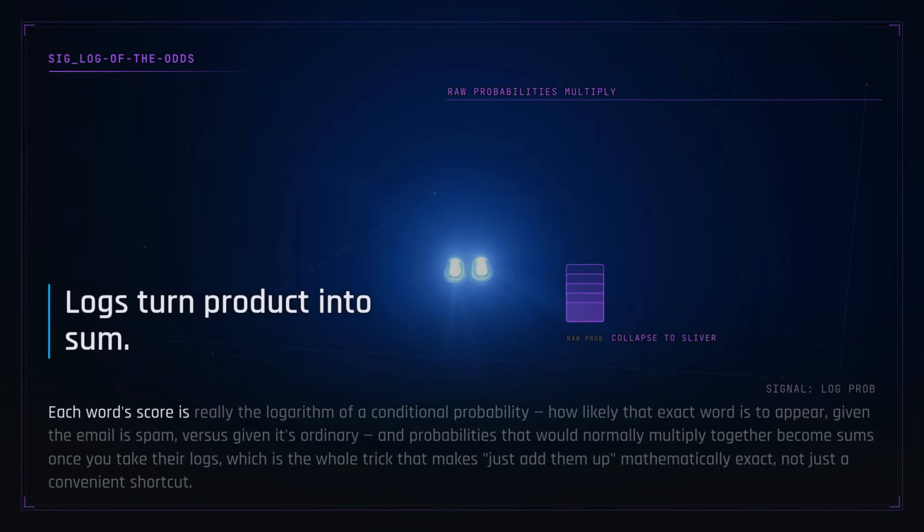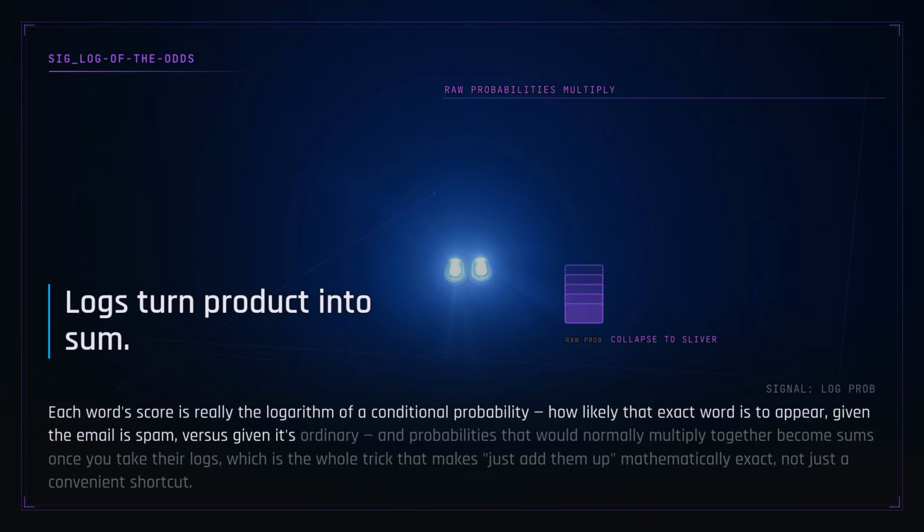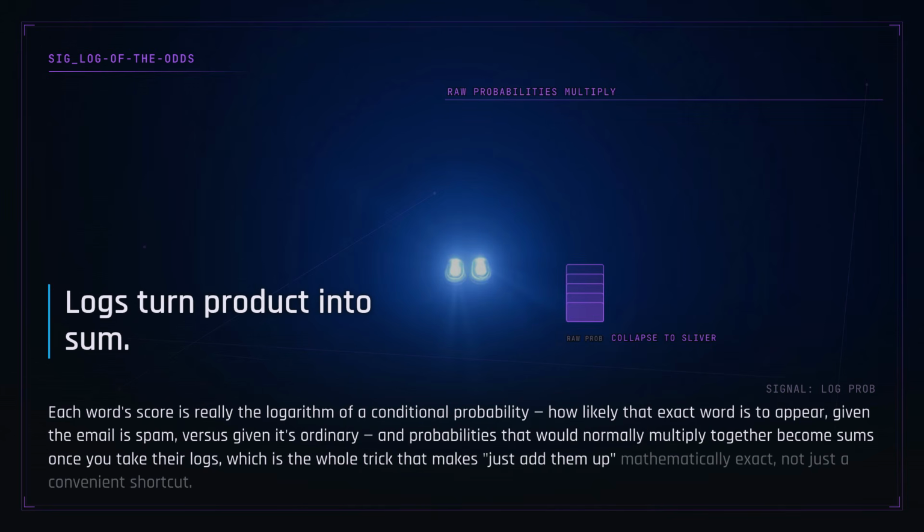Each word's score is really the logarithm of a conditional probability: how likely that exact word is to appear, given the email is spam, versus given it's ordinary. And probabilities that would normally multiply together become sums once you take their logs, which is the whole trick that makes just add them up mathematically exact, not just a convenient shortcut.